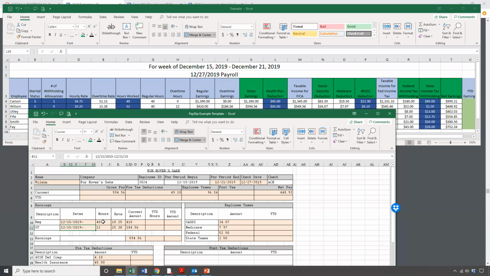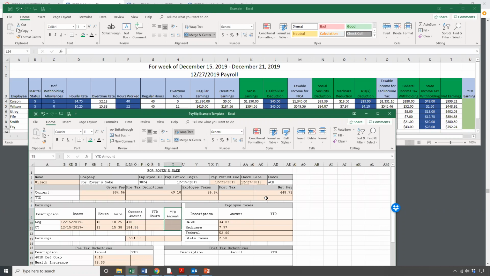But the number of hours that they worked, so 40 hours regular and 12 hours overtime, the rates that they were paid at $10.25, and then overtime rate of $50.38, gives you your current earnings here of $410 for regular and $184.56 of overtime. And remember, you've got year-to-date columns here that you can fill out from that year-to-date information.